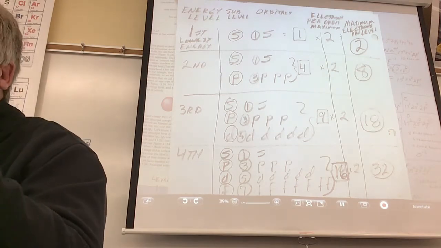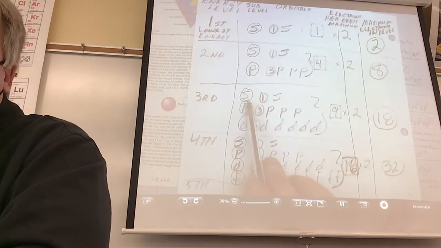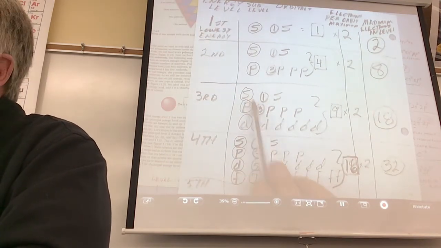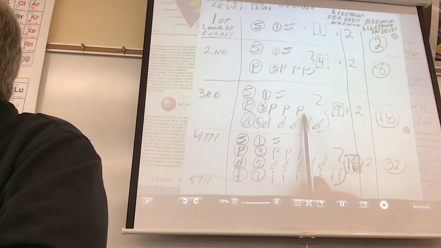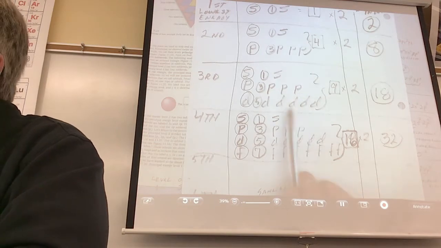I keep looking at your faces because I keep scanning, because I have to know if I'm losing you, okay? The third energy level is bigger. It can hold more electrons. It has an s orbital. It has a 3s orbital. It's also got 3 p orbitals. But then it has another kind of orbital, and it's called d.